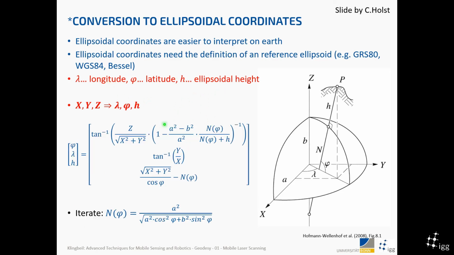This is the other way around. If you want to calculate longitude, latitude, and height based on x, y, z, right? There's this thing, and I don't want to go into details at all here. It's an iterative approach, right? You need to iterate. Anyway, again, it's important to note that there's the N in here, right? And the N is something which depends on the type of the ellipsoid.